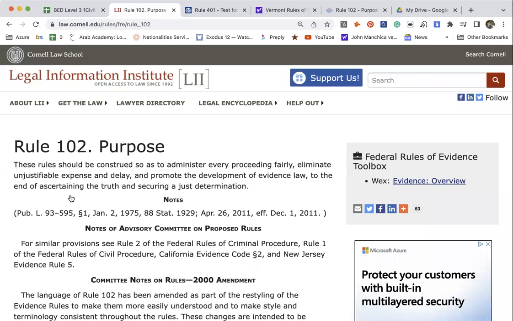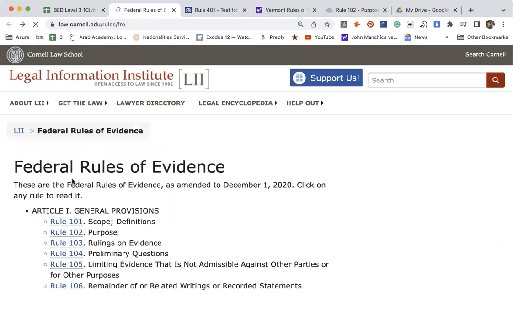So these rules are how do we administer a proceeding fairly. We don't want to spend too much money. We don't want to delay it. We really want to promote the development of evidence law, and we want to find out the truth and make a fair determination. So that is the purpose of the rules, the federal rules of evidence.